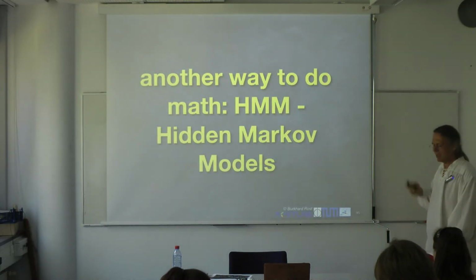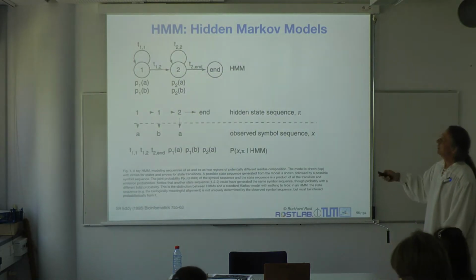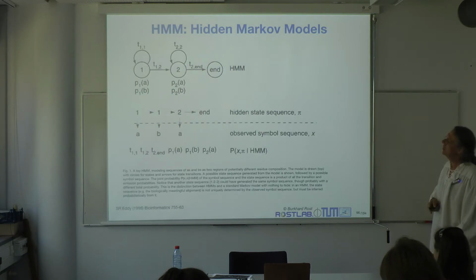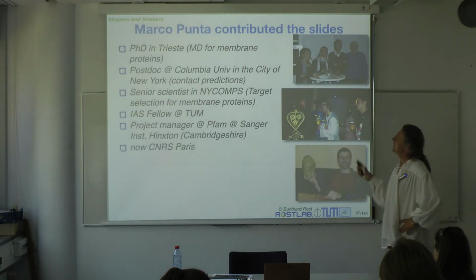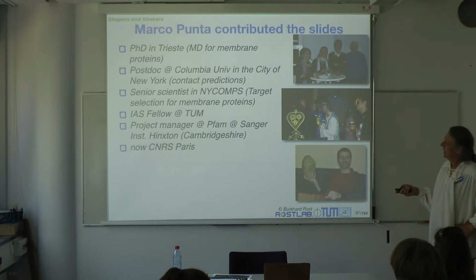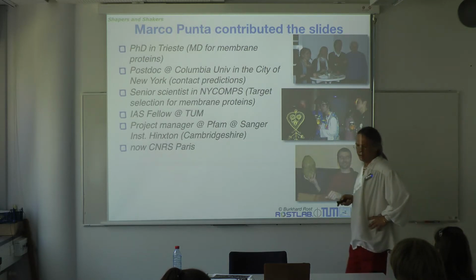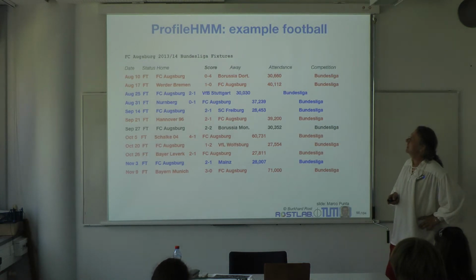Okay, so another way to do the math for the profile is the hidden Markov model, where essentially you have states. The state, you always know the state of the one state before you, and you have transition probabilities. You can transit to its own. And the slide here comes from Marco Punta, who is now at the Cancer Center in London. I have to change the slide, one example, I didn't change the slide.